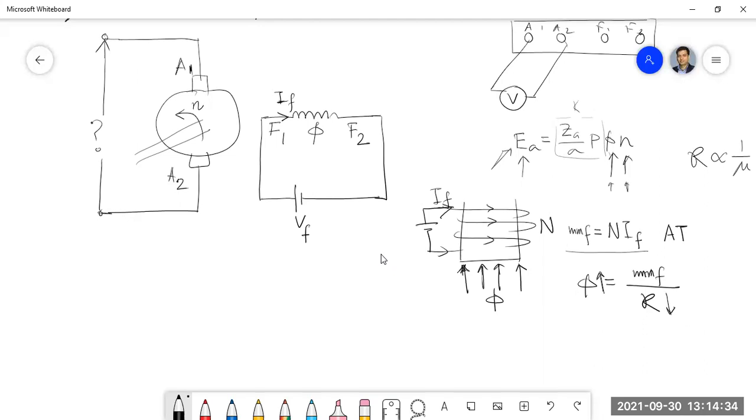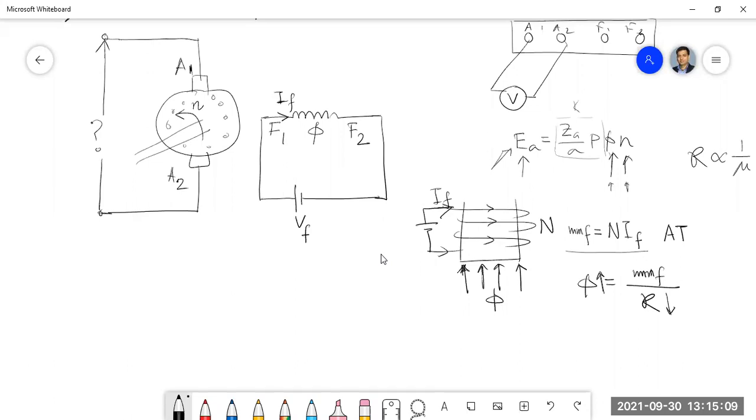And we have conductors in this armature. When the conductors cut the flux, and the flux linkage varies in the conductors, voltage will be generated. The process of generating the flux in the field coil by applying some voltage is called field excitation.